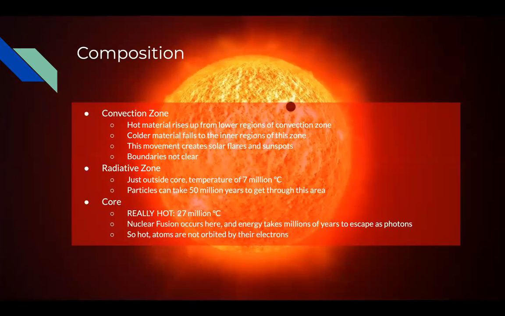And going further into the sun, you will find the convection zone. Now, this is called the convection zone because the material in it undergoes a convection cycle, if you will. The hotter material rises up from the lower regions of the convection zone, and the colder material falls to the inner regions. That's basically how convection works.